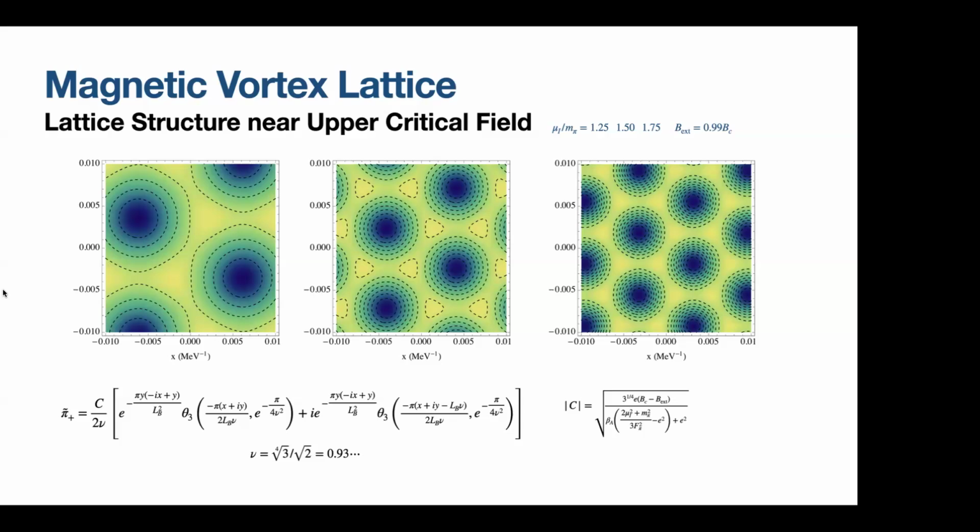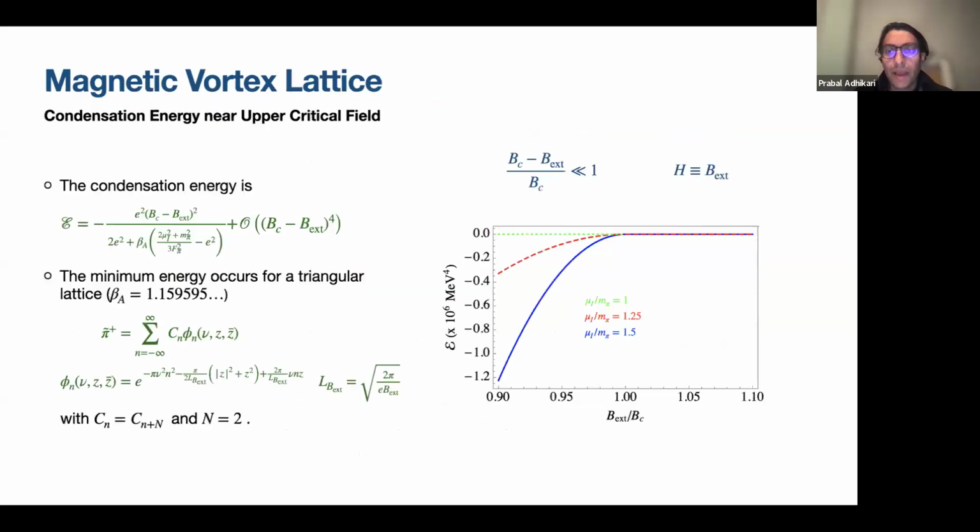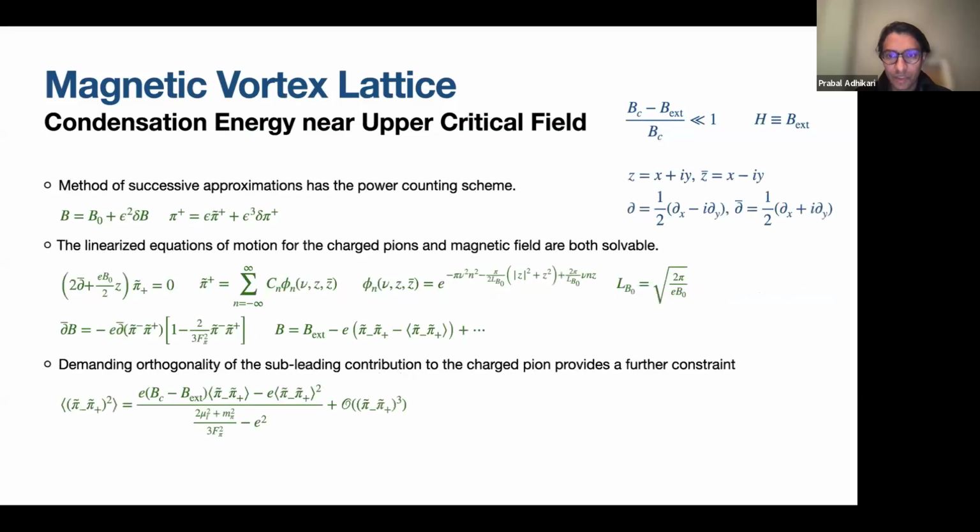Now let's ask a question on this slide. What sets the scale for these vortices? That is a great question. There's a characteristic magnetic length associated with the vortex lattice. If I go back to the original solution I wrote down, what you'll notice is that this solution comes with a parameter that determines the shape of the vortex, and then there's a length parameter that determines the size of the vortex. And this length parameter is completely correlated with the external magnetic field.